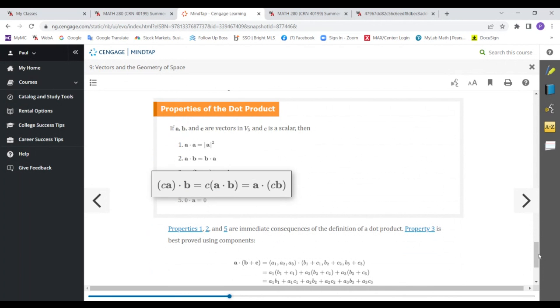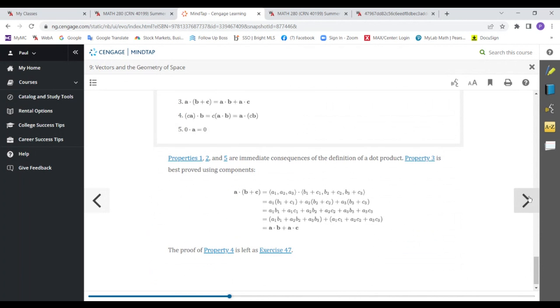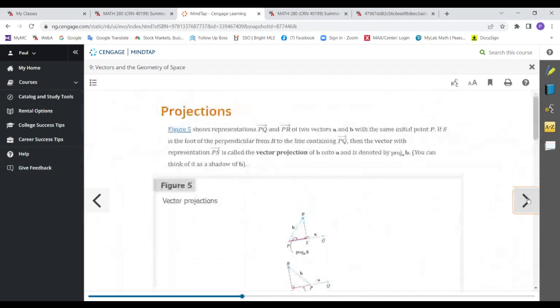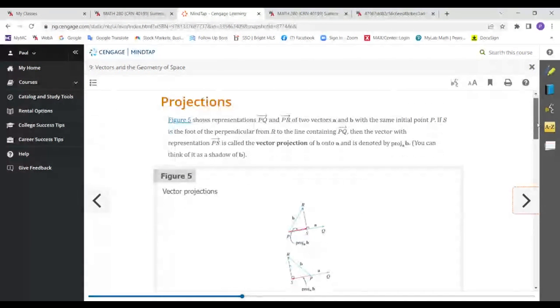All right. So another thing that dot products are helpful with are projections. Now, projections are covered a lot in linear algebra. That's Math 284 at Montgomery College. But of course, they're important in physics as well. So what is a projection?